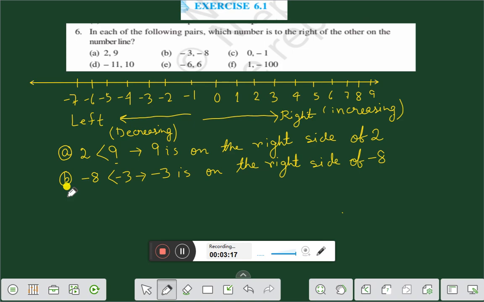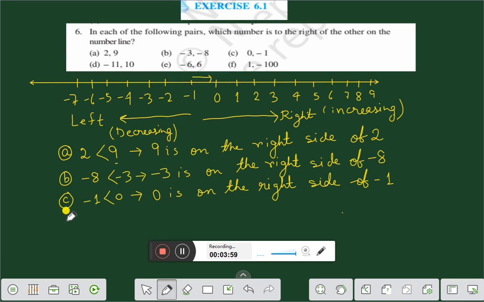Now question number C, 0 and minus 1. Which one is greater? In this direction we say 0 is greater than minus 1. Therefore we can say that 0 is on the right side of minus 1. Here you see that is minus 1, that is 0, on the right side of minus 1, right?